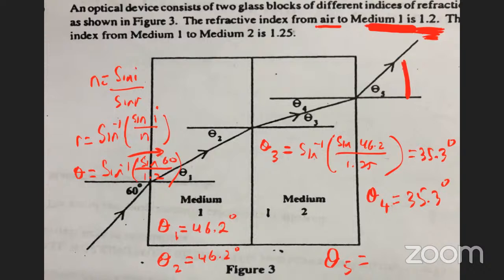As 60, correct? Yes. Write it down. The incident ray is always the same as the emergent ray. Ricardo, if you don't mind, you can write it down, please. Incident ray is equal to the emergent ray. So theta 5 is always 60.